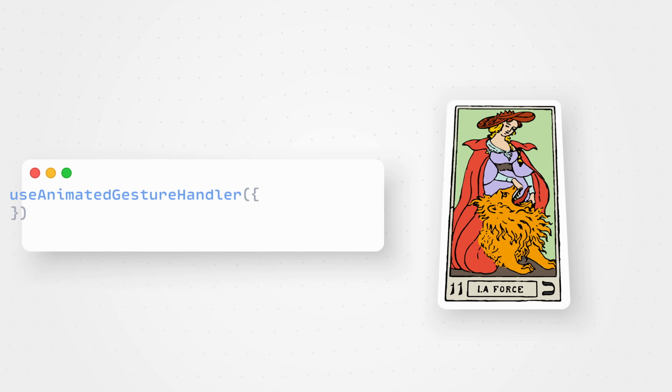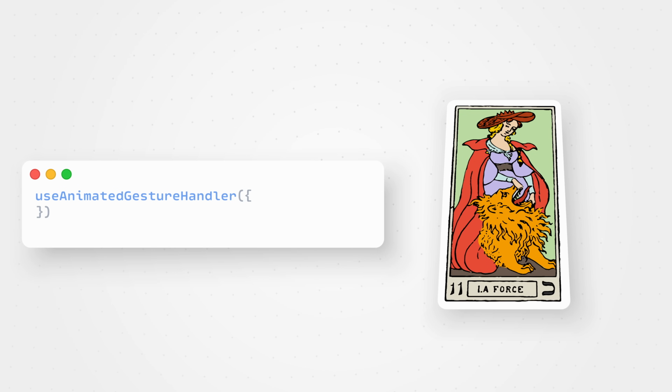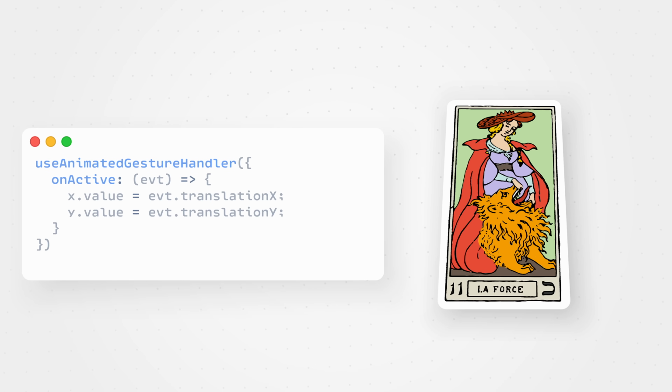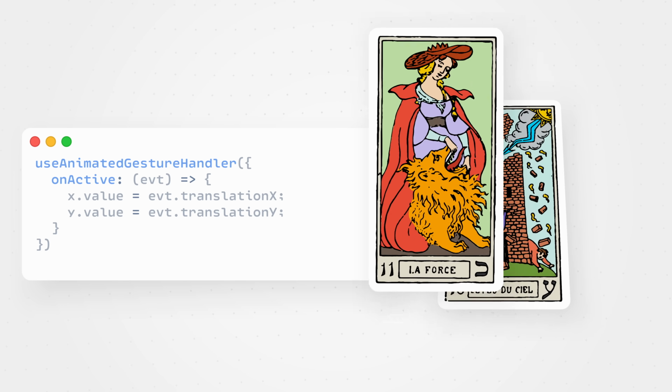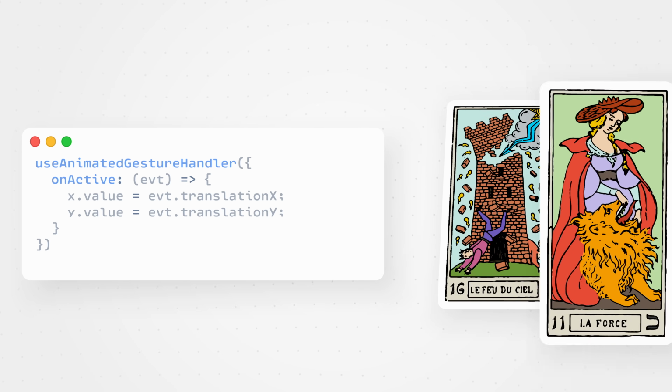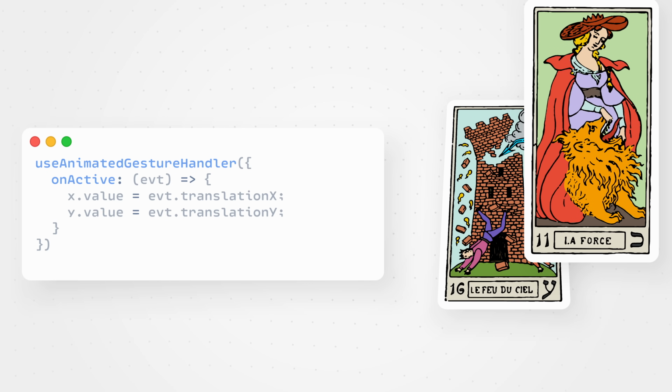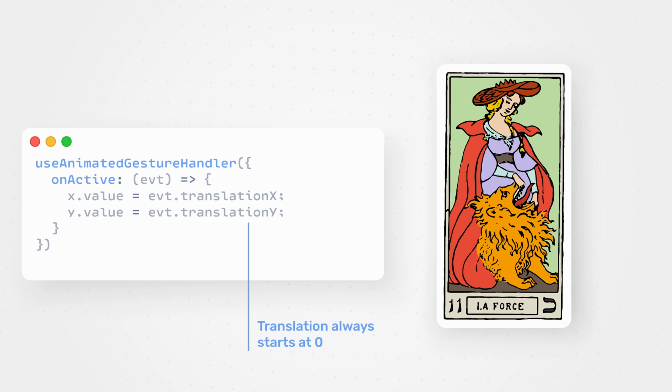We create an animated gesture handler from Reanimated 2. When the gesture is active, we assign the translation x and translation y value to the x and y coordinates of the card. Now, translation x and translation y will always start at 0 when the gesture is active. This means that when starting the gesture, we need to remember the position of the card.